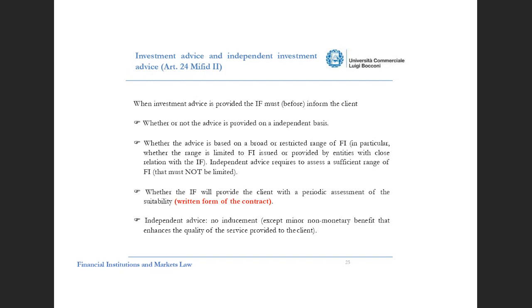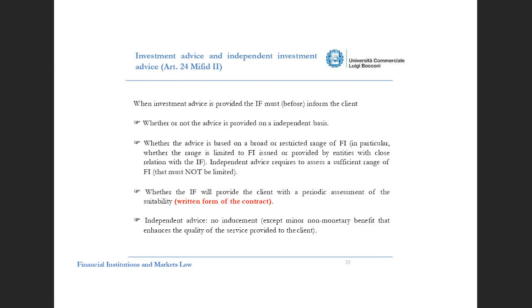But the idea of MiFID is to clarify the status of the investment advisor vis-a-vis the client, so that the client does not get the impression that he has in front of him independent advice, when in fact the advice is not independent. So the advice might not be independent because of what I just explained. That's just one case, but there are many other situations that may impair the independency of an investment advisor.